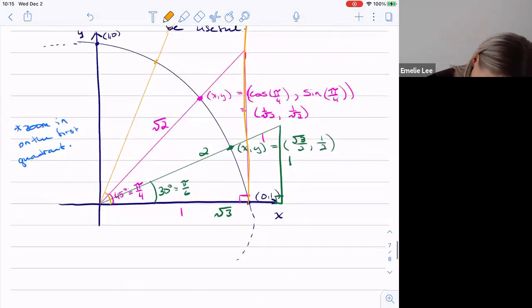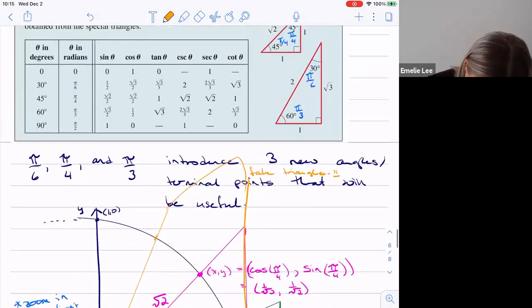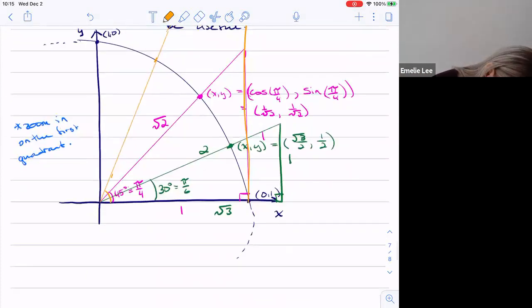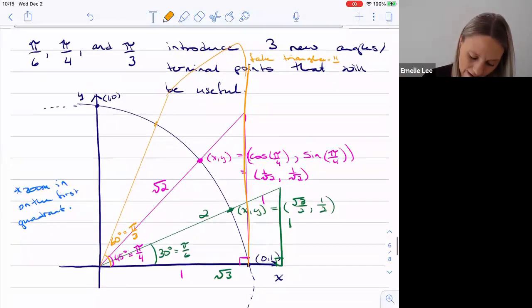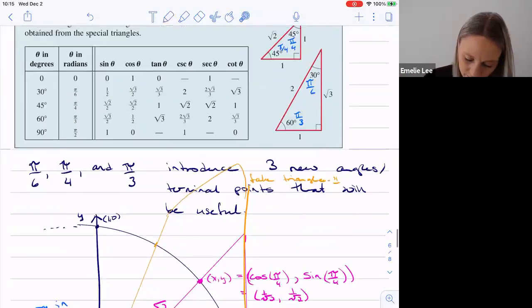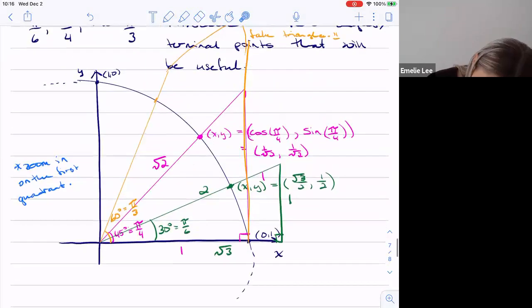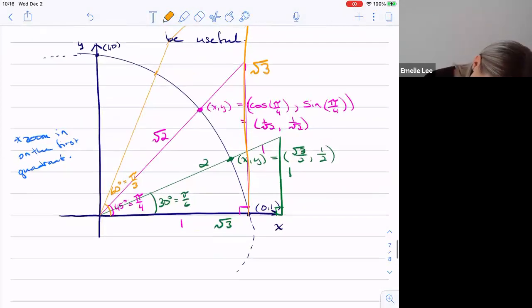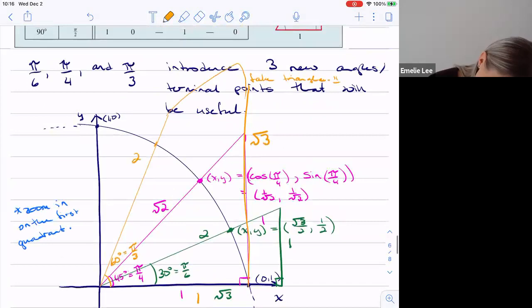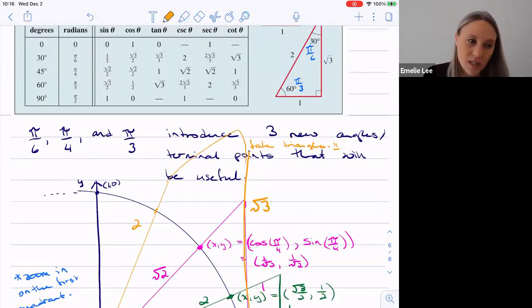So then this angle here is 60 degrees, which is pi over 3. Okay, so now I've got this corner butted in, right? So this length is still 1. The opposite of pi over 3 is root 3. So here I've got root 3, a distance of 1 here, and 2 is the hypotenuse again.